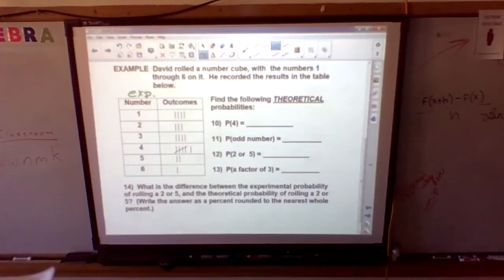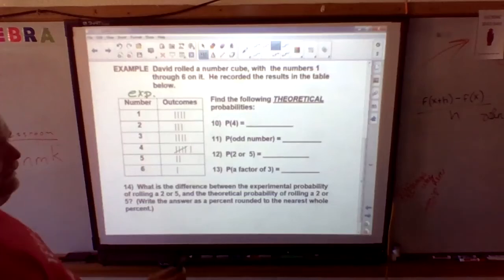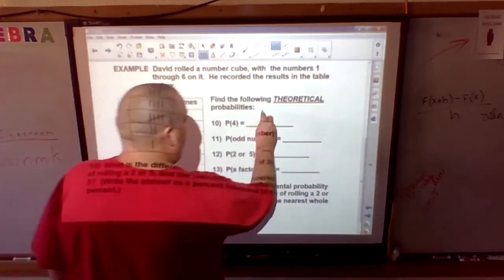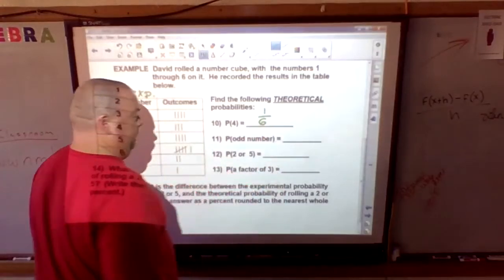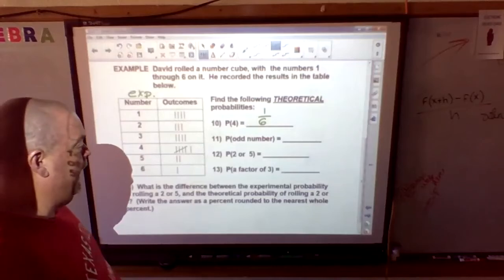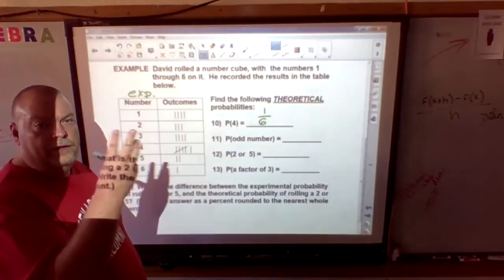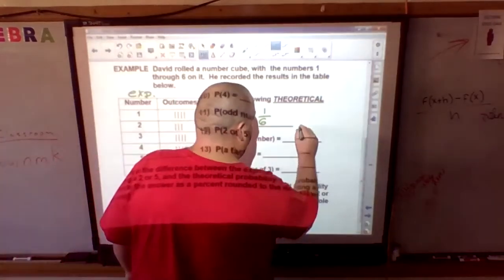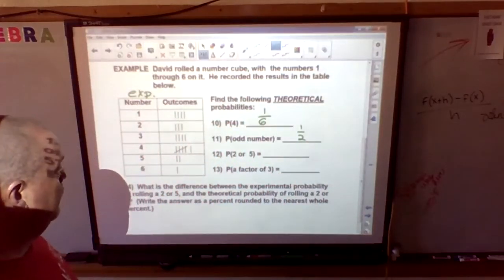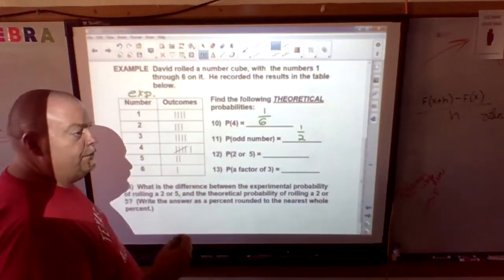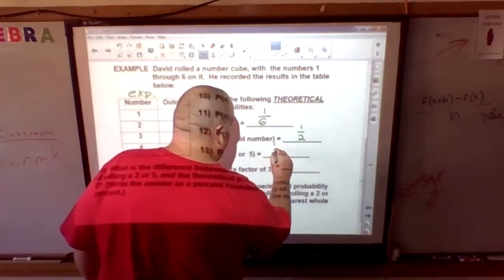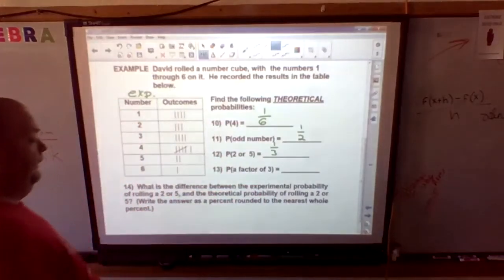So what's the probability of rolling a number cube or a die and getting a 4? Well, how many 4s on a number cube? 1 out of 6 possibilities. Okay, what's the probability of getting an odd number if you roll a die? Well, let's see, there's 1, there's 3, and there's 5. So 3 out of 6, which is 1/2. The probability of getting a 2 or 5, so there's a 2, there's a 5, so 2 out of 6, which simplifies to 1/3.